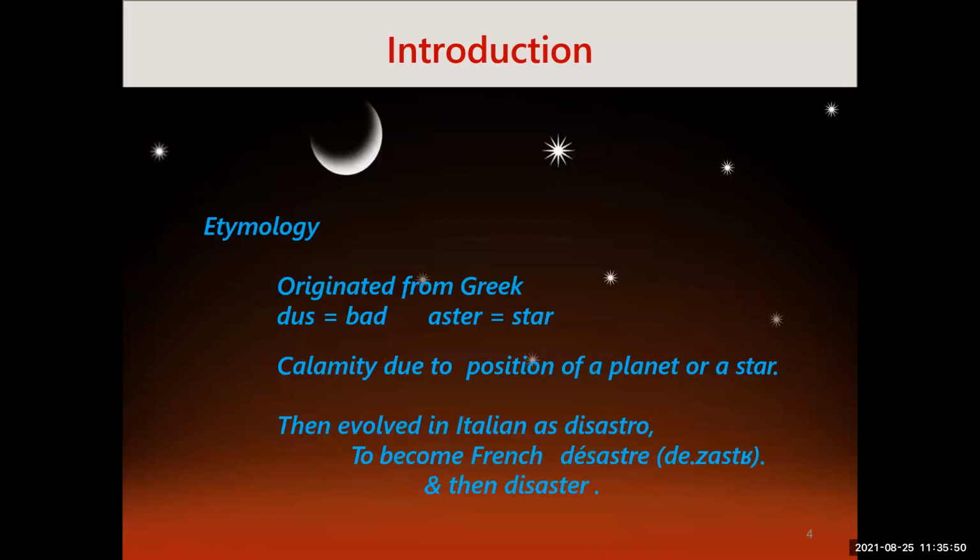This is the etymology, originating from Greek. Disaster: dus means bad and aster means star. This is the definition of disaster: a calamity due to the position of a planet or a star, which evolved into the Italian and then became the French disaster.